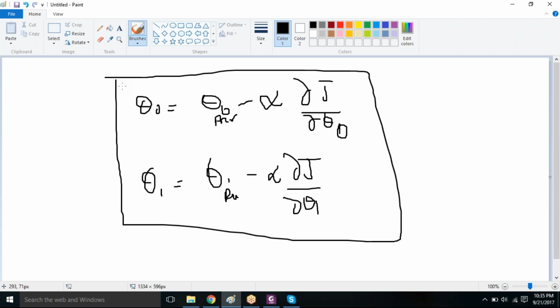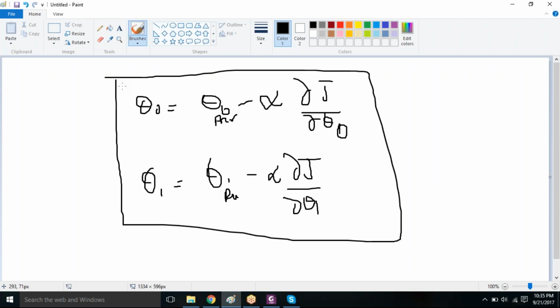Okay. And then again calculate the cost function. See if the cost function is changing. Check if the error is going down. Then again update. Again check the error is going down. Again update the theta in the negative gradient. And go on iterating through this iterative process till you find that your error is not changing.